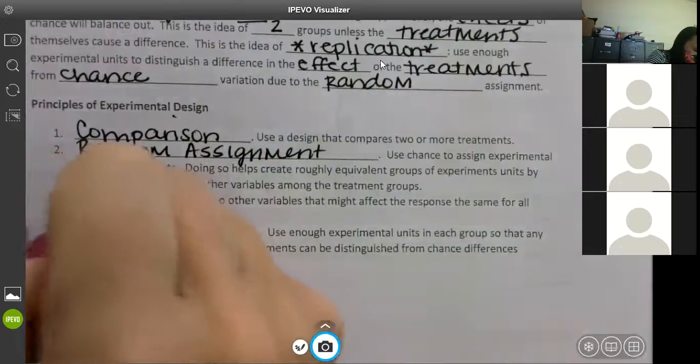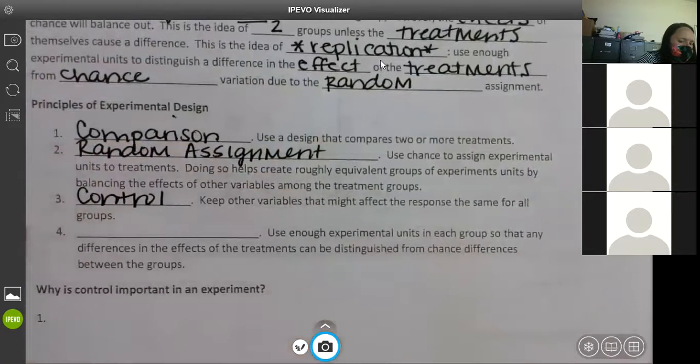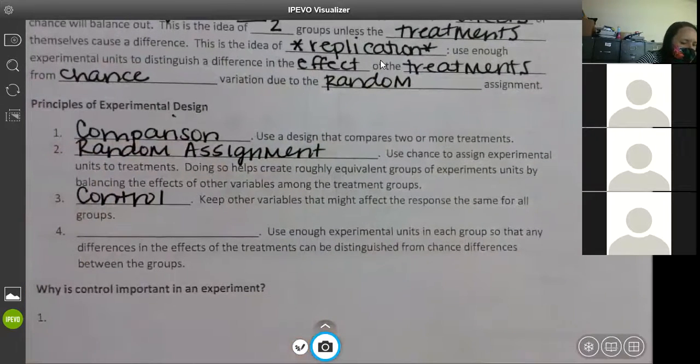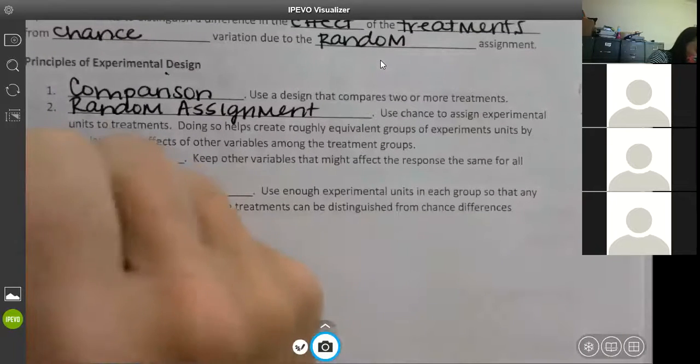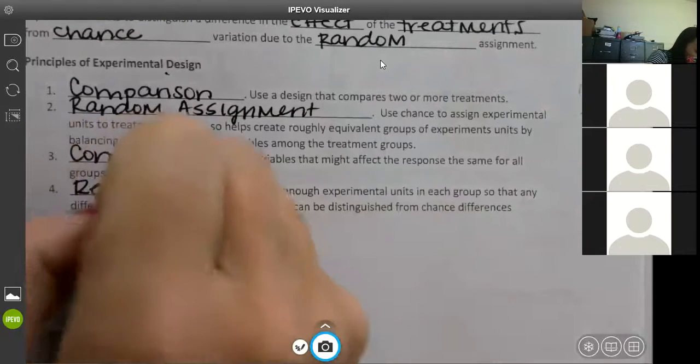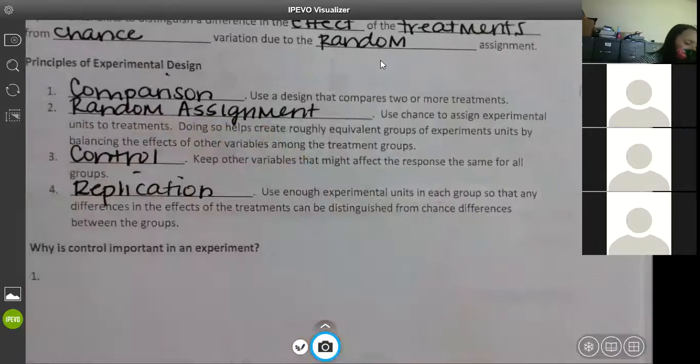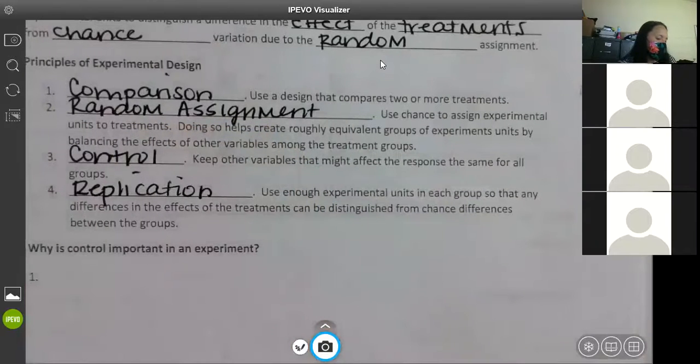You're going to need a control. Keep other variables that might affect the response the same for all groups. And then you're going to repeat it. It's a replication. Use enough experimental units in each group so that differences in the effects of the treatments can be distinguished from chance differences between the groups.